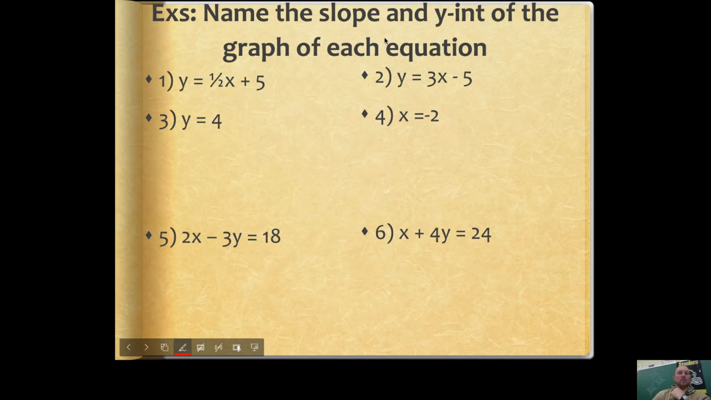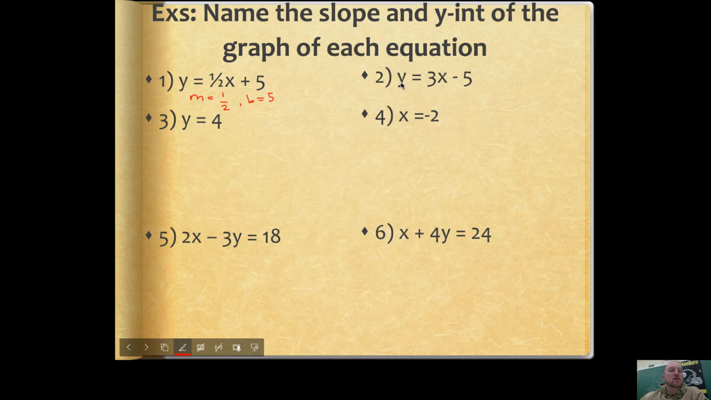So we're going to try a couple here. Name the slope and the y-intercept of the graph of each equation. Y equals mx plus b. What's the slope of this line? Whatever's in that m position. What's the y-intercept? 5.